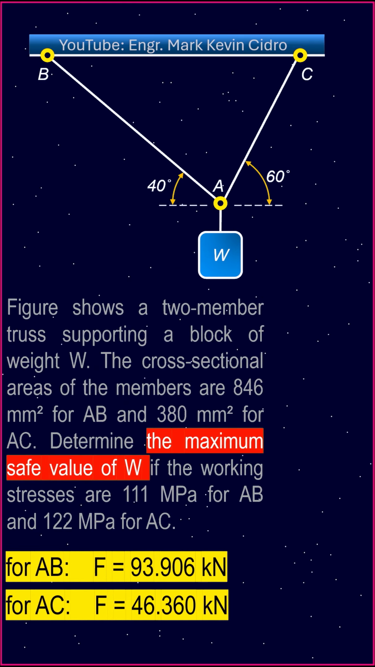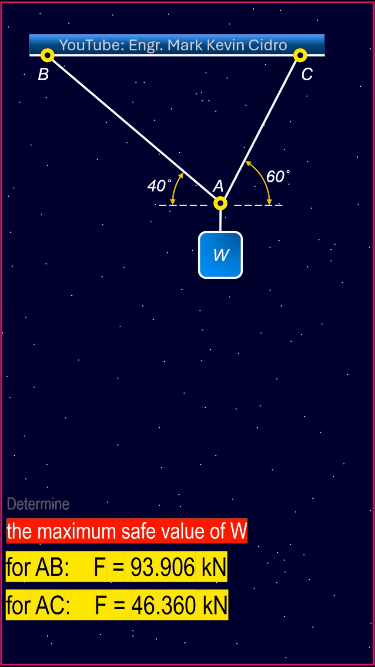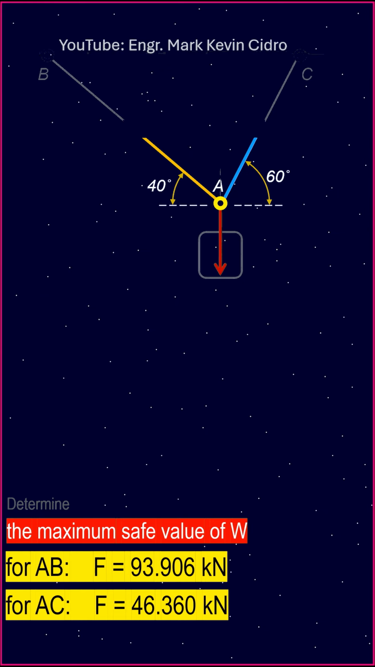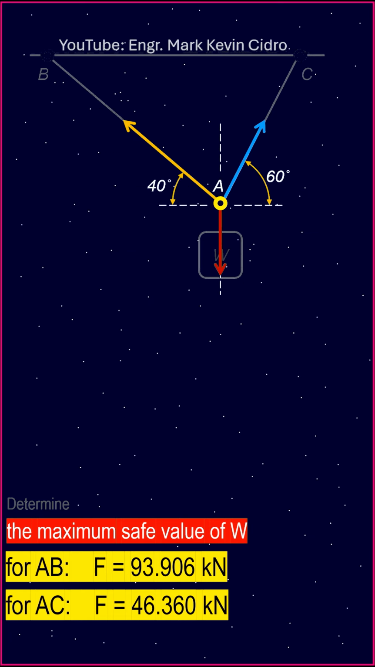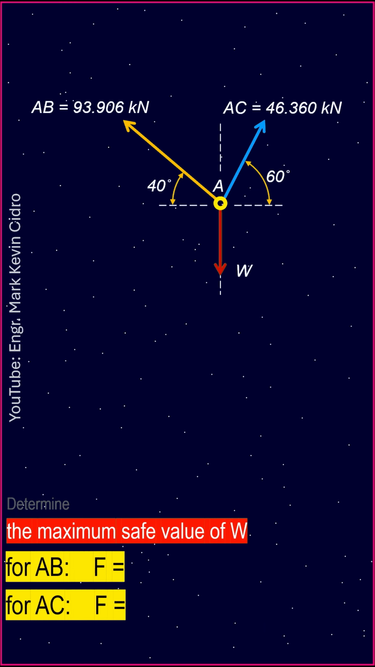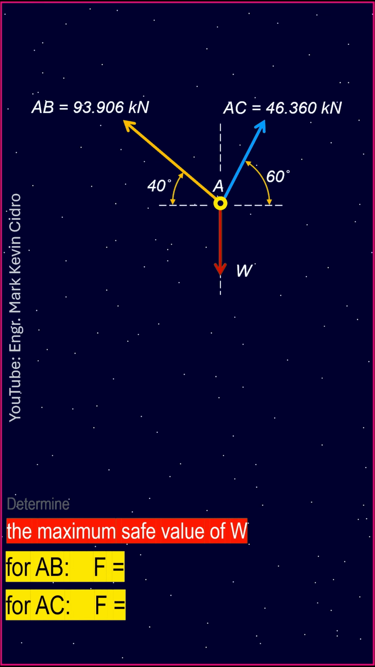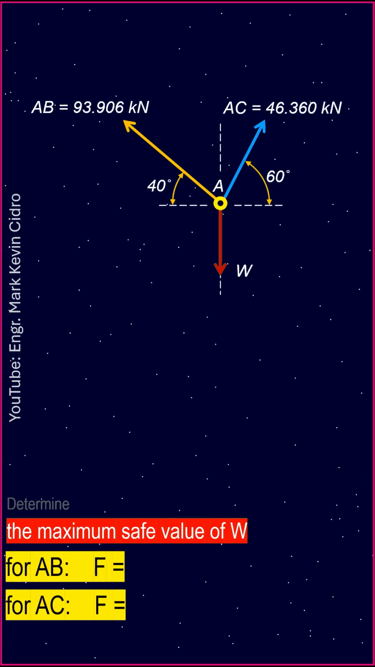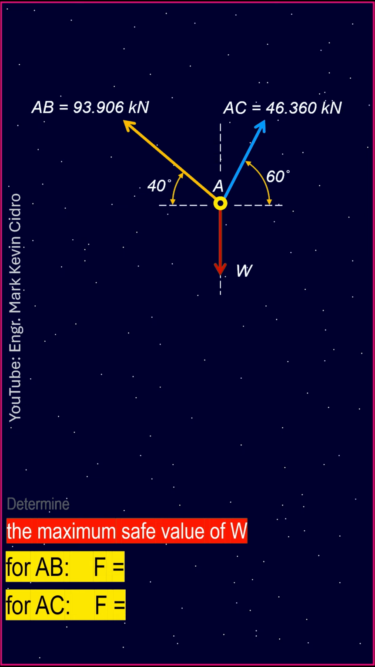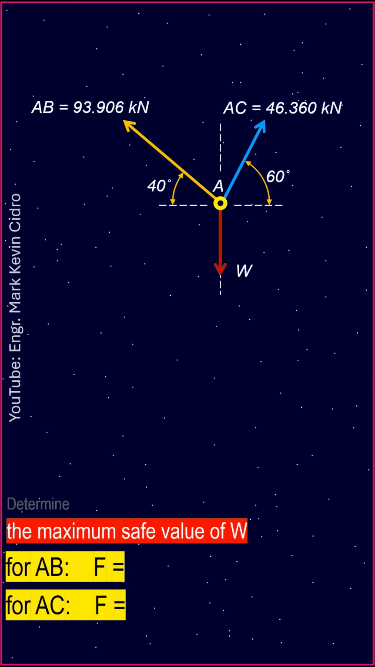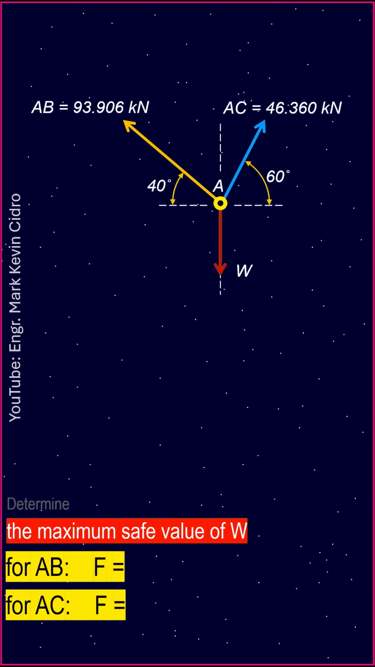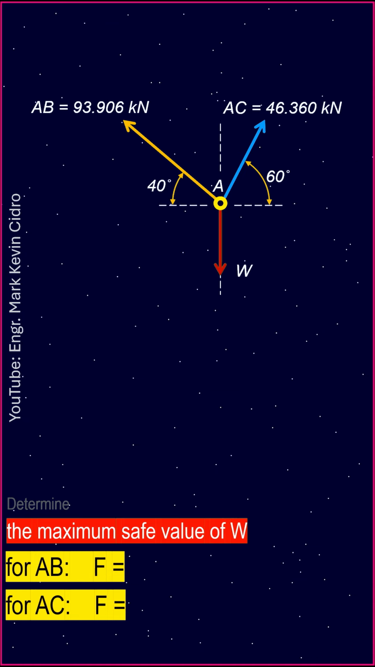Now, since you already have the value of the allowable forces for AB and AC, of course, we have to draw the free body diagram first. One of the common mistakes na ginagawa ng student is this: gagamitin yung value ng maximum allowable force ng AB at saka ng AC doon sa free body diagram like this. This is wrong because hindi naman simultaneously na ma-reach ng AB at saka ng AC yung capacity nila. So, we cannot do this.